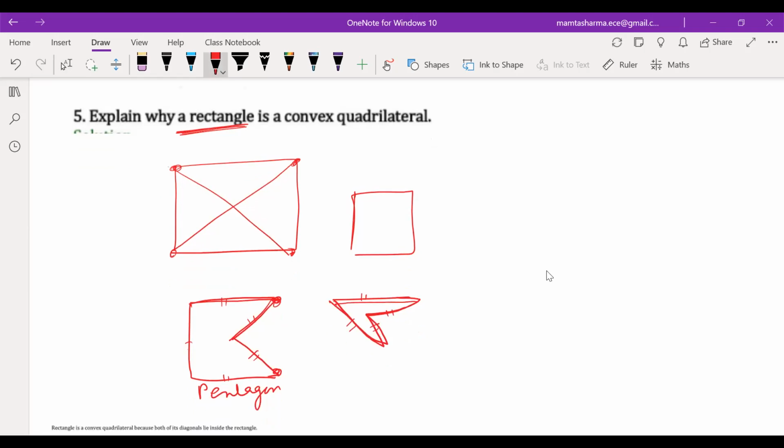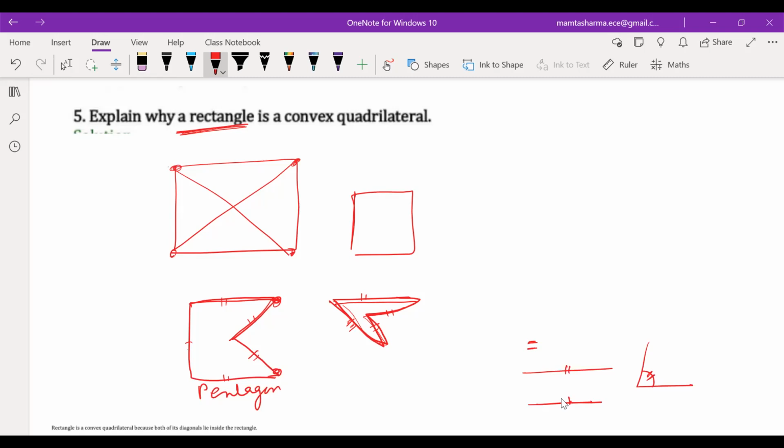Ma'am, if they ask us to draw the concave and convex quadrilateral, should we mark those small lines that you have marked? These dash lines show that the lines are equal length. For showing equal length, we use this mark. If equal angle, then we show like this, with a double dash, double line on the angle.